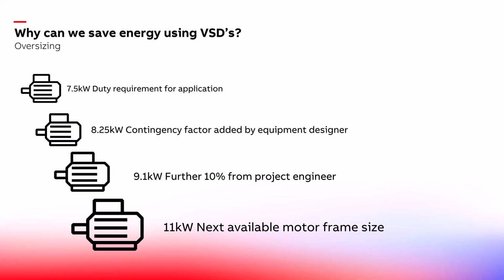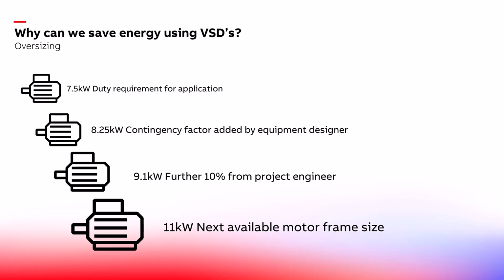So the next one is oversizing. Oversizing happens quite a lot when equipment is sized early on in the project. So you might have a 7.5 kilowatt duty for an application. A contingency factor sometimes could be added in by an equipment designer or an OEM who've got the next best fit, which will be maybe a certain percentage. It could be up to 8.25 kilowatts.